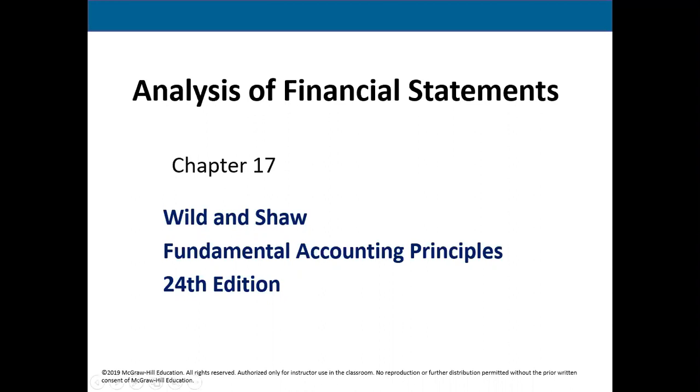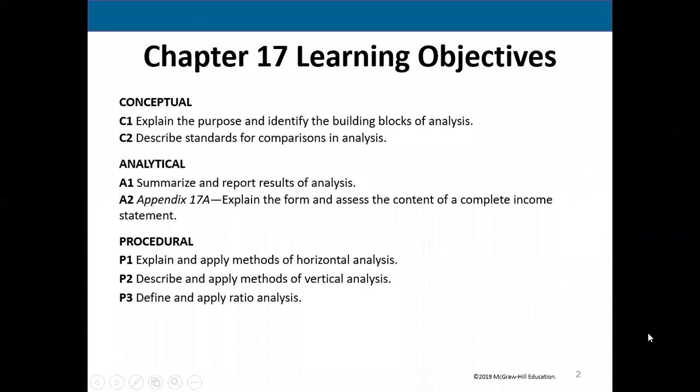So let's take a look at what we're talking about here. These are our concepts and our procedures. So basically, we're going to explain the purpose and the tools and building blocks for doing financial statement analysis. We're going to describe standards for comparisons when we're doing this analysis. We're going to summarize and report results of analysis. And the procedural part will show us how to use the tools, something called horizontal analysis, vertical analysis, and ratio analysis.